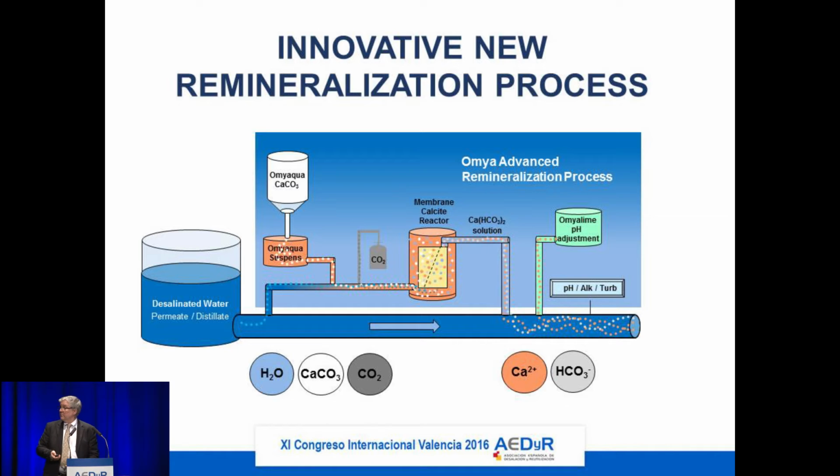Jochen, 2 minutes left. Okay, I will go faster. So we create a calcium bicarbonate solution, which passes through a membrane, going out as a pure, high-quality water stream. We add very highly reactive milk of lime to it to finally adjust the pH. So no sodium hydroxide, because we don't see a benefit of using sodium hydroxide.